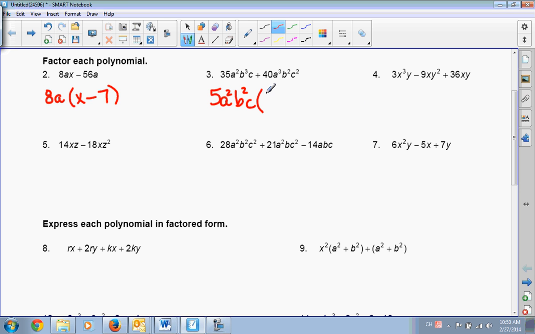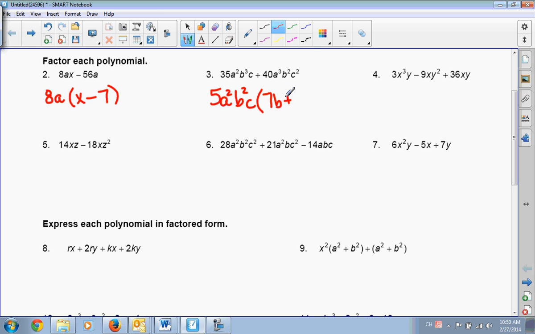5 times what is 35? 7. We pulled out the A squared, so we have no more A's. We pulled out a B squared, but it was a B cubed, so how many are left? 1 B. And we pulled out the C, so there's no C's left. Wait, so why do you only have one? There were 3, we only pulled out 2, so there's 1 left. So subtraction, remember? Just like when you multiply, you add the exponents. When you divide, you subtract the exponents. This is what's happening right here.